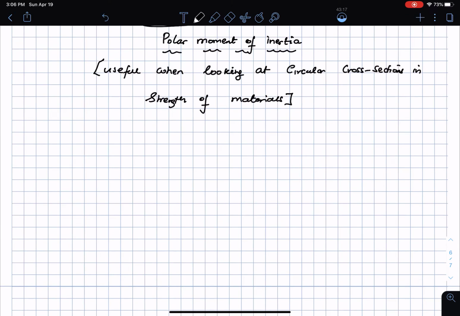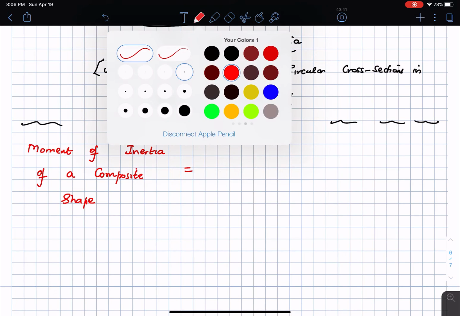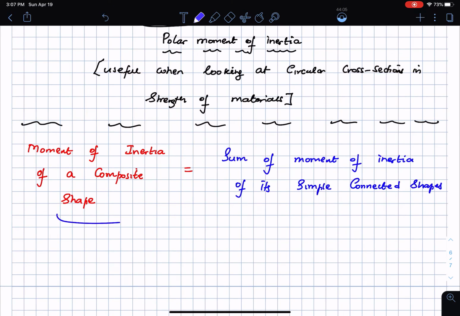So I just want to make a quick statement. Okay, so this is the end of these theorems. One important statement that I want to make about composite bodies: the moment of inertia of a composite shape is equal to the sum of the moments of inertia of its simple connected shapes. And this employs the use of the parallel axis theorem.